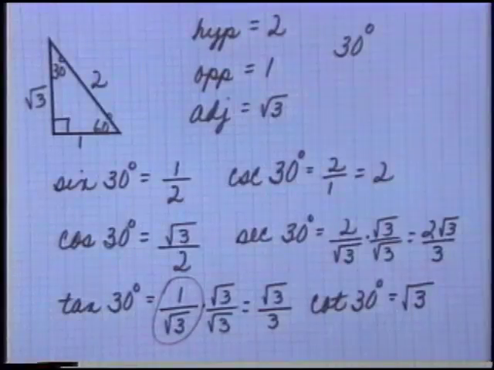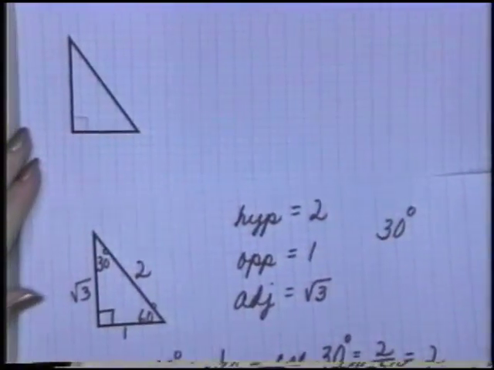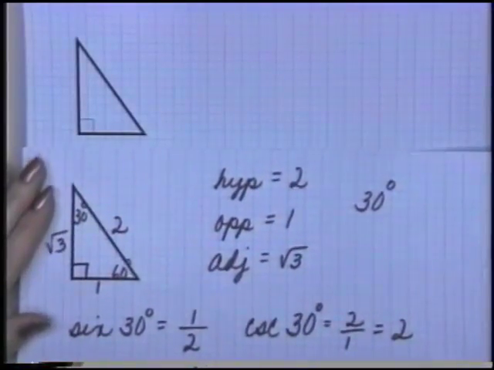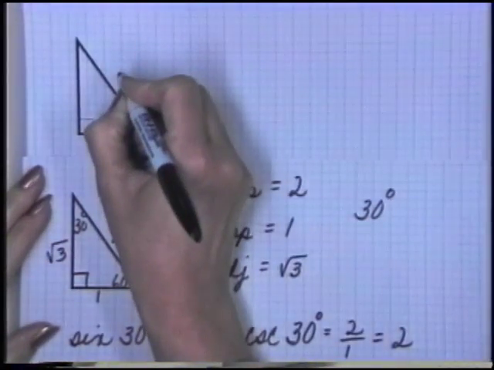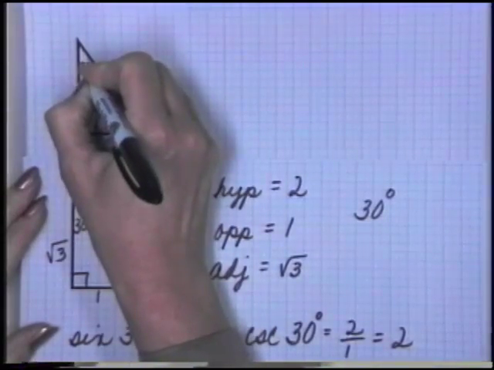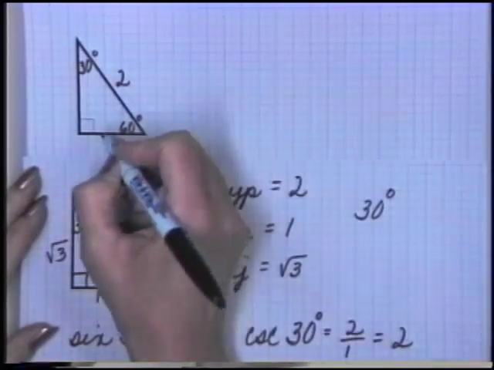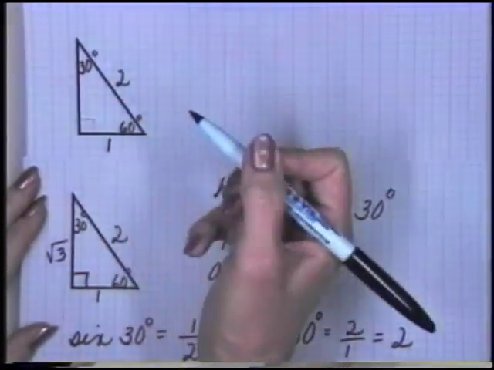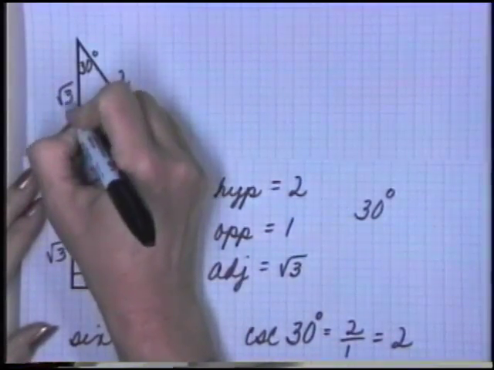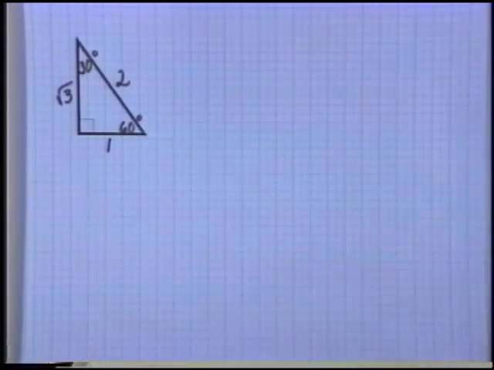Now we want to take that same triangle and find the functions of 60 degrees. Let's start with a new triangle. It will be the same one. We'll label the parts. Our hypotenuse is 2. This acute angle equals 30 degrees. This one measures 60 degrees. The side opposite 30 is 1. And the measure of the side opposite the 60-degree angle is the square root of 3.